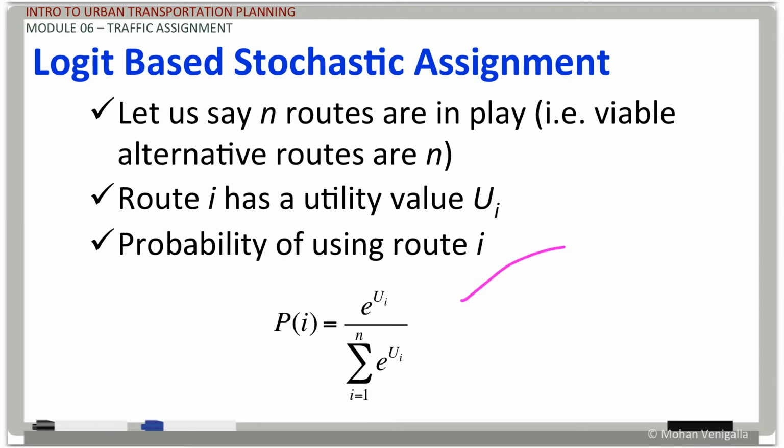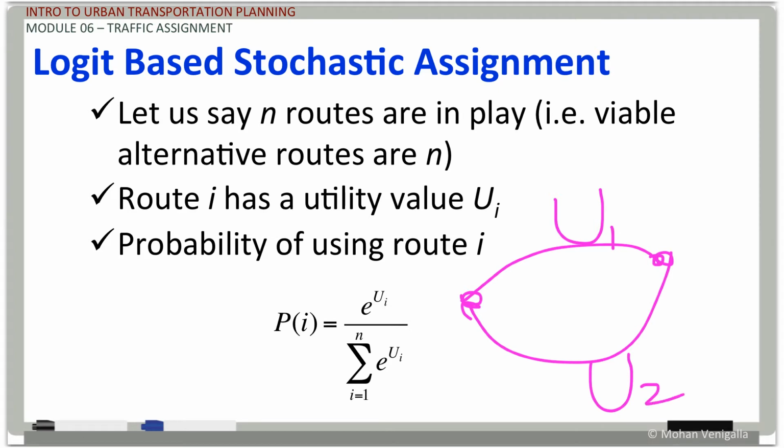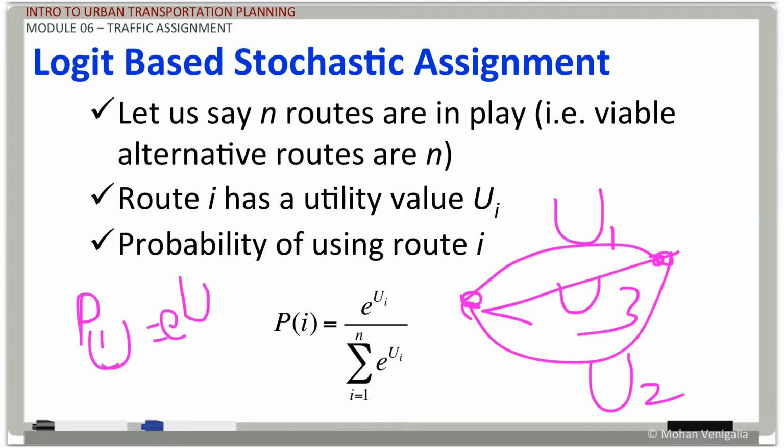If you can associate a utility with each path, say U1 for path 1, U2 for path 2, and if there is a third path, U3, then the probability of going by path 1 will be the exponent of the utility of path 1, divided by the sum of the exponents of all the competing paths. You've seen this before.